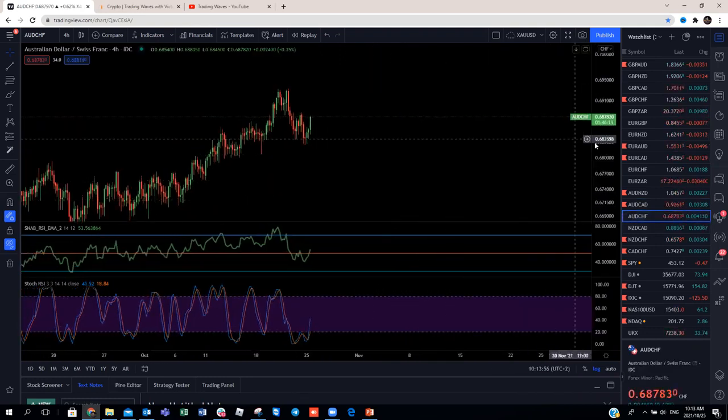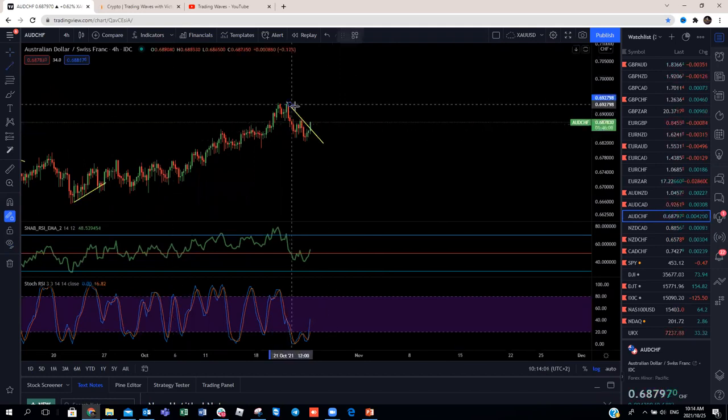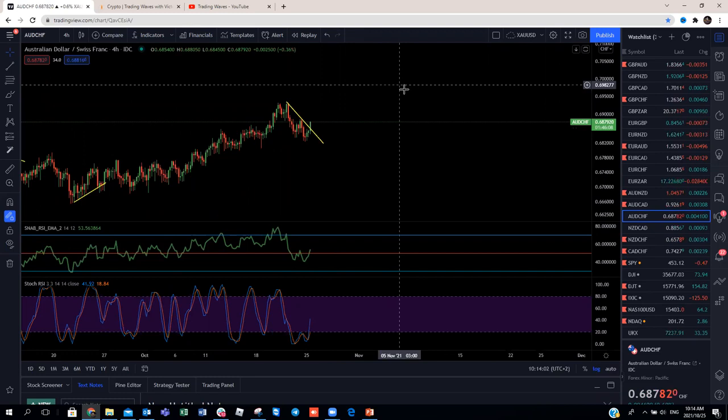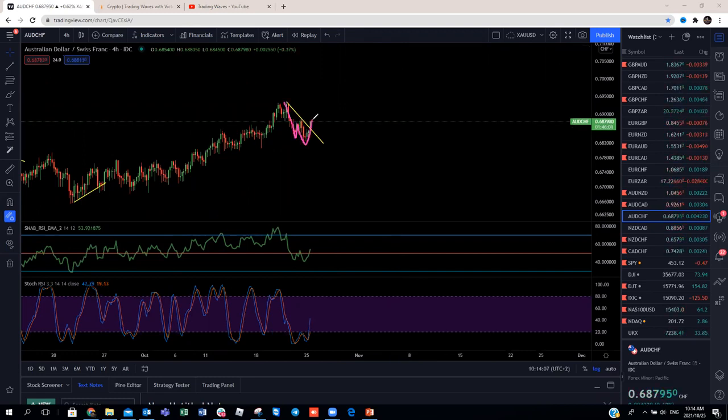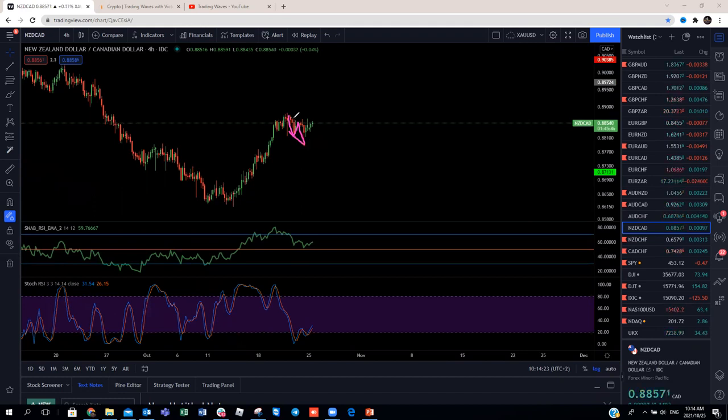Audi Chief has got a nice three-wave pullback there. This did not reach the blue box, but a 4-hour candle closing above the upper boundary of the flag means we're going to see more upside on Audi Chief. As you can see, the indicators are at the right places. New Zealand CAD, same 4-hour setup and more upside.